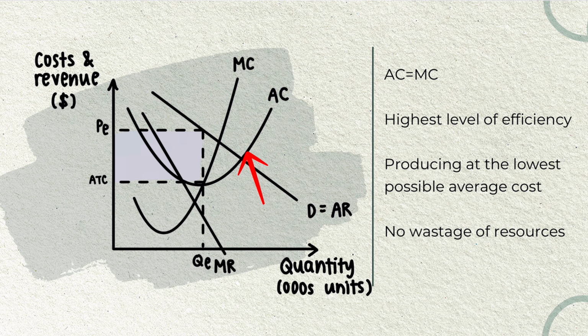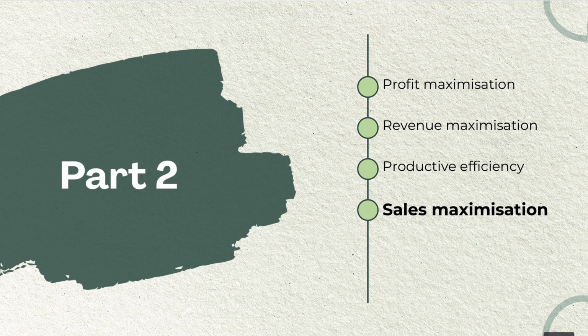Every unit produced after AC equals MC is inefficient because of diseconomies of scale. And you can see that with the rising average costs. And the reason why it is inefficient is because the cost penalty of the next unit is pulling the average costs up.